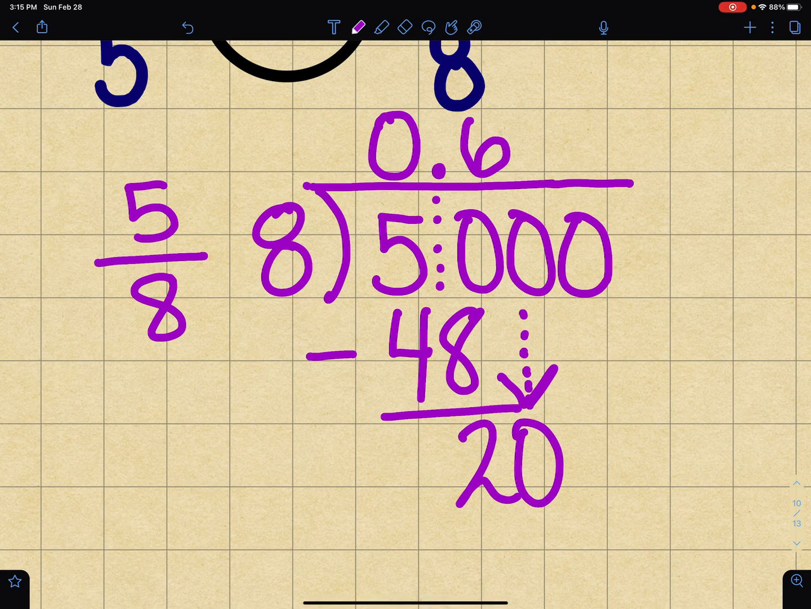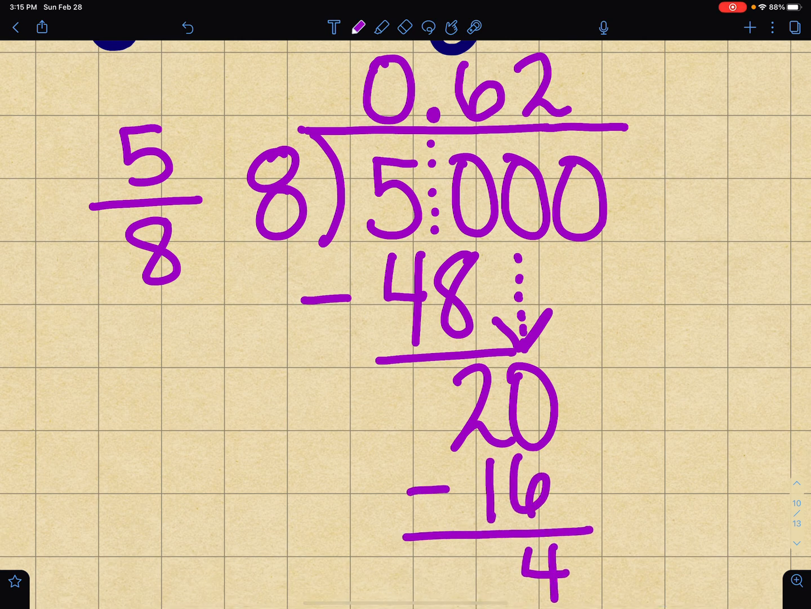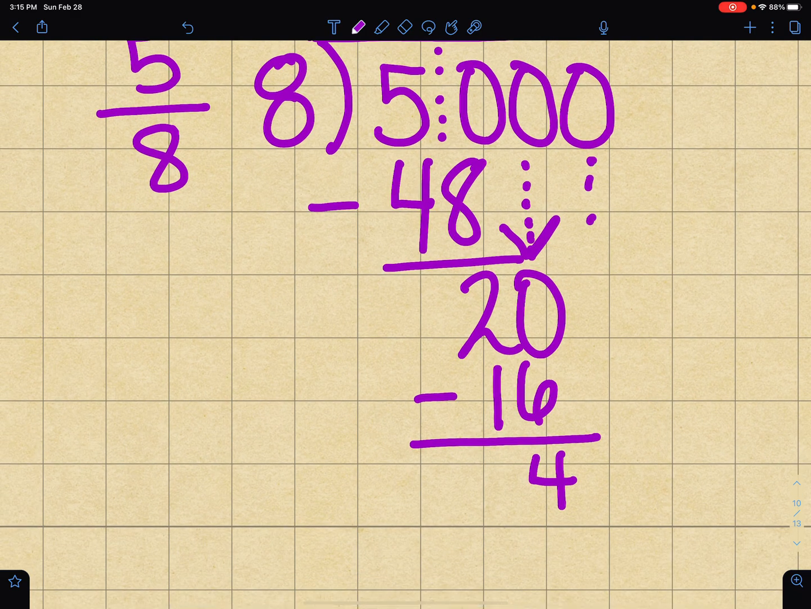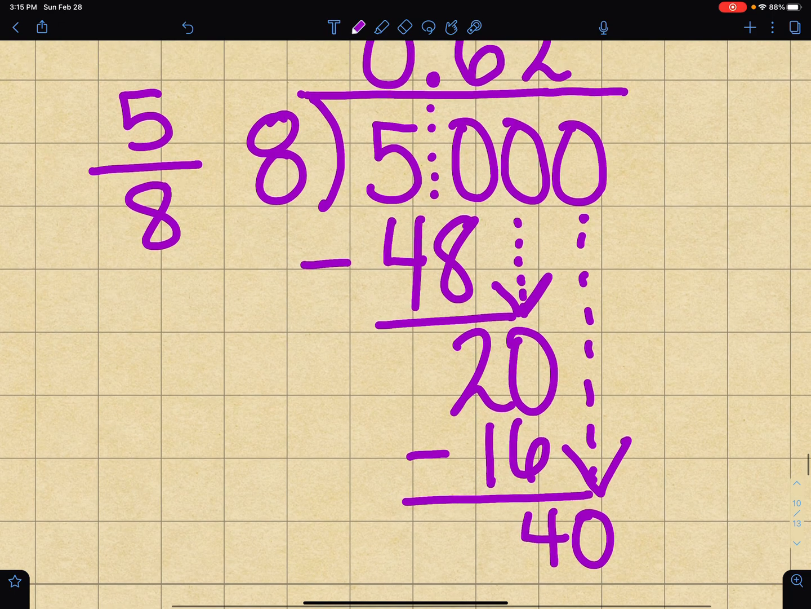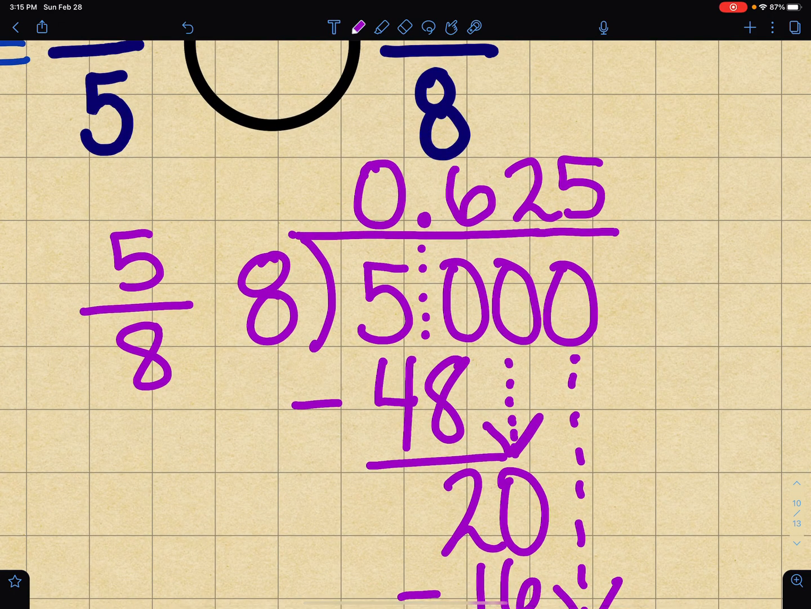How many times does 8 go into 20? Well, 8 times 3 is 24. That's too much. So 8 times 2 is 16. Okay, now we subtract. We get 4. Bring down the next contestant. It's another 0. How many times does 8 go into 40? Ha, I know my times tables. 8 times 5 is 40, and then I get no remainder.